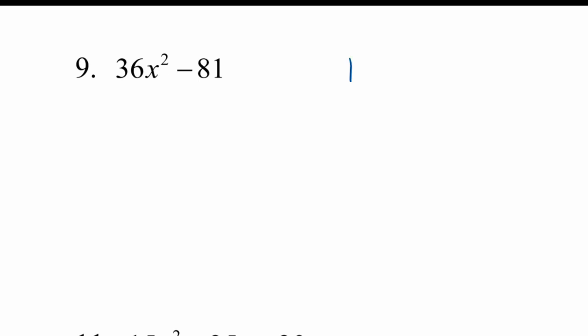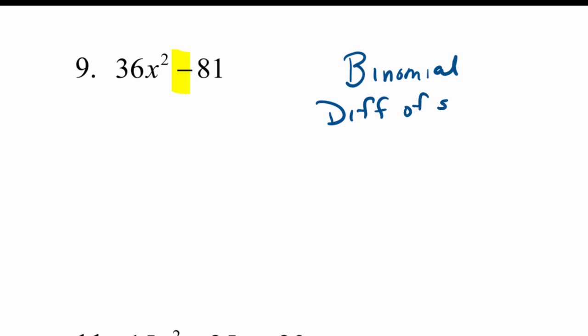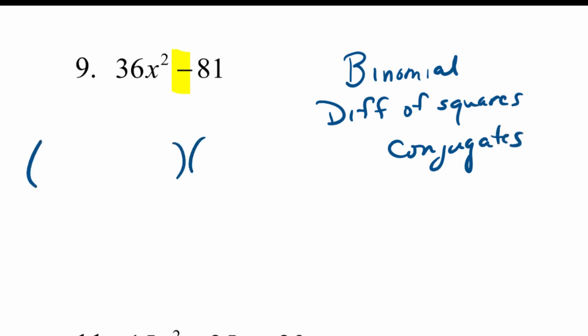What about this one? Do you recognize it? Binomial. Do you see the squares? Those squares are kind of staring us in the face, aren't they? This is the difference because we have that subtraction of squares. So this is the one that uses the conjugates again, right? Do you remember? One's going to have a plus and one's going to have a minus.